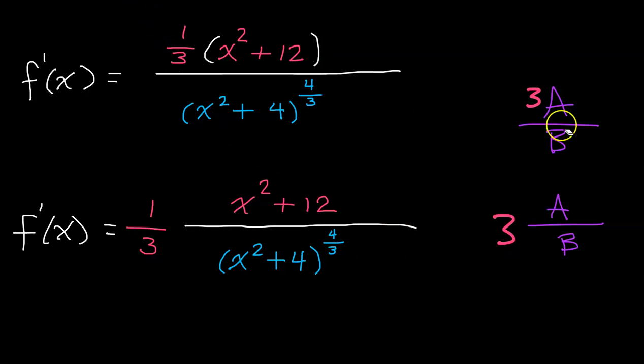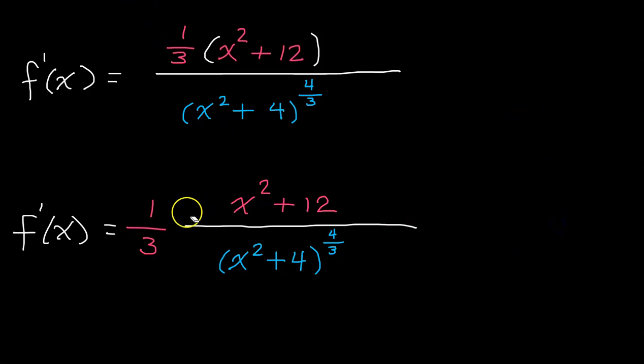But in this form, it's easy to see that I'm multiplying 1 by the numerator and 3 by the denominator. If I multiply 1 times the numerator, that changes nothing. If I multiply 3 times the denominator, I'm really just putting the 3 in the denominator. So this will be the final answer.